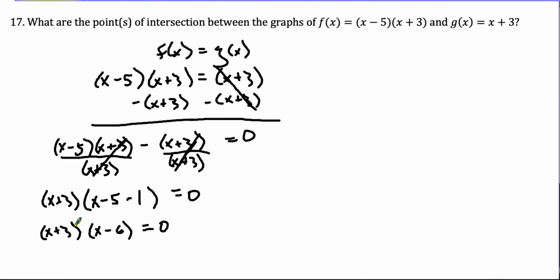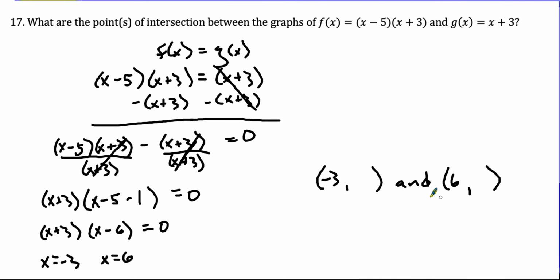So now I can set each of these factors equal to 0 to get the x coordinates of my points. When I set x plus 3 equal to 0, I'm going to get x equals negative 3, and when I set x minus 6 equal to 0, I'm going to get x equals positive 6. So far, what we've determined is we have 2 points of intersection. One of them has an x coordinate of negative 3, and the other one has an x coordinate of 6. I still need to get my y coordinates.